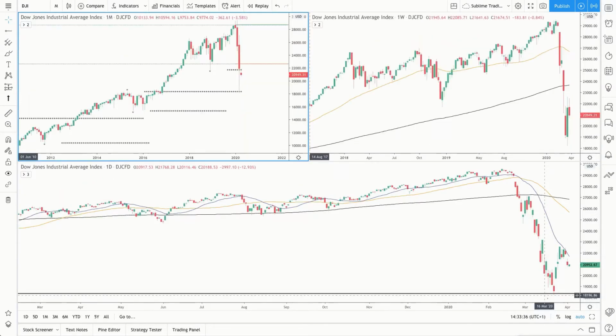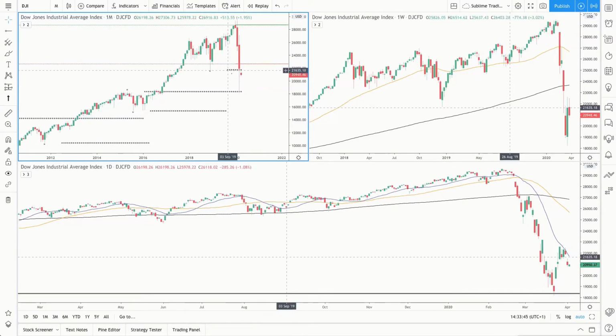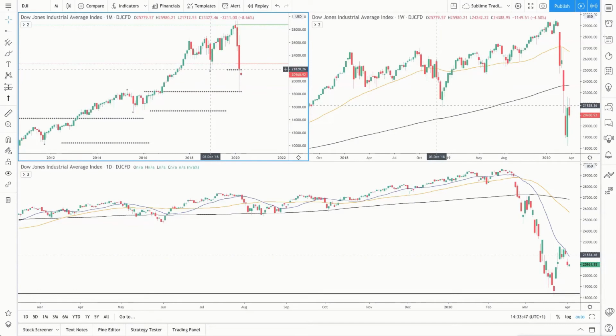Okay, let's catch up with the US indices, starting with the Dow Jones. We can see on the monthly time frame, price is trading below the low of last year, and now price is also trading below the low of 2018.